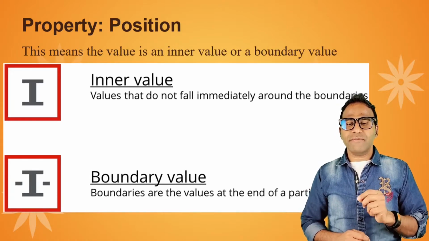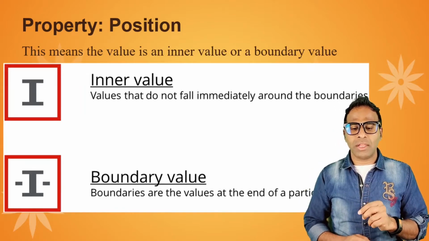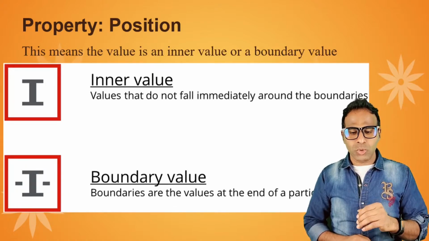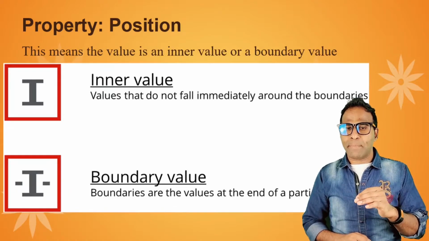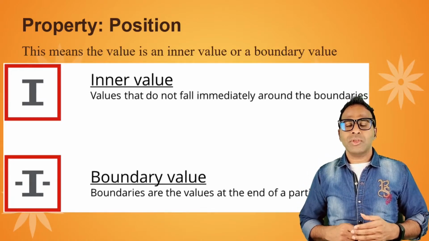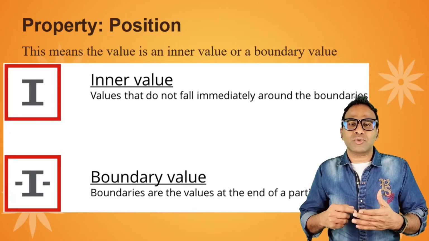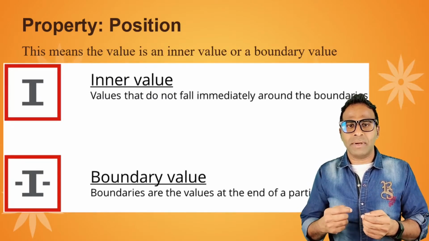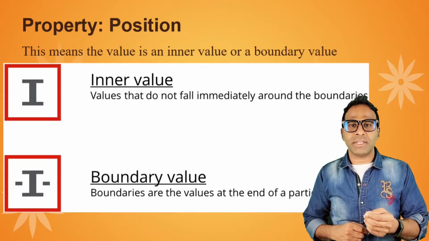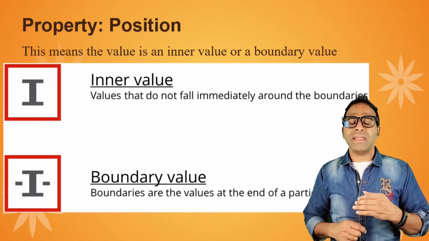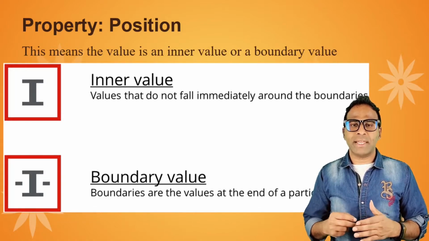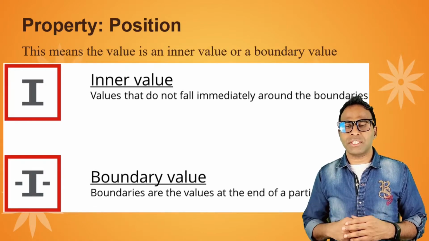Inner values are those that do not fall immediately around the boundaries. What are the boundary values? Boundaries are the values at the ends of a particular range. Let's take an example. I have an application where a user registers to a particular e-commerce site. When registering, he has to enter an age. My age limit is from 20 to 60. Let's assume my lower limit is 20 and 60 is my upper limit.